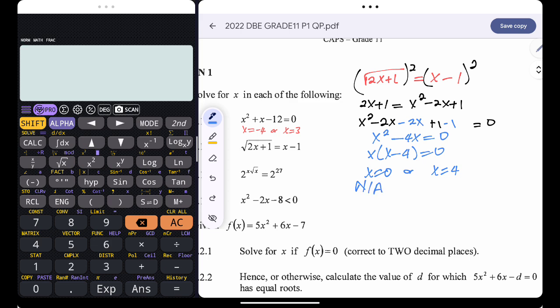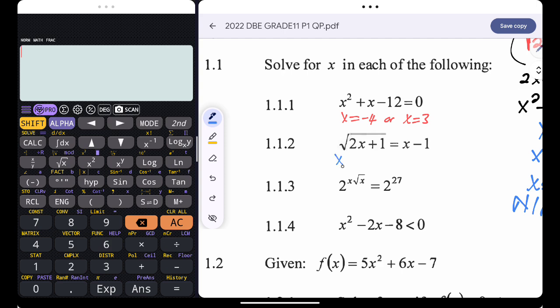Are you together? But whenever you substitute 4 in the equation, you'll find that the left hand side is equal to the right hand side. So the solution to this equation is just 4 only. So x is just equal to 4 only.